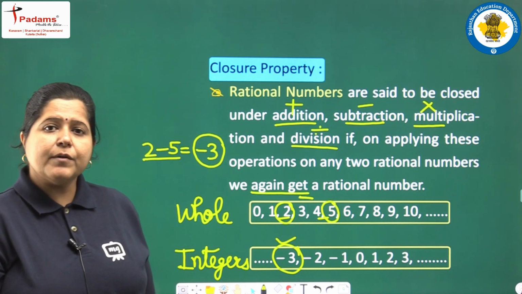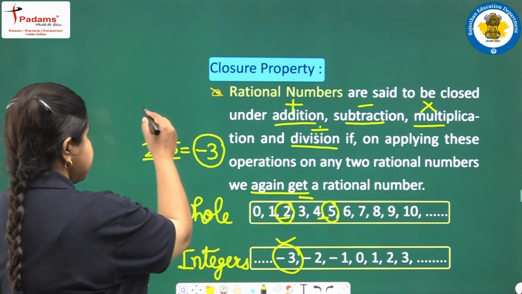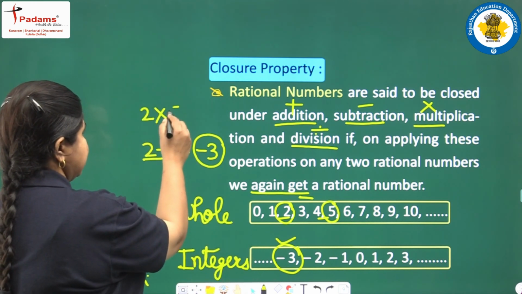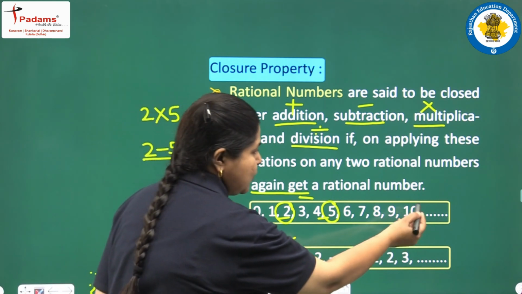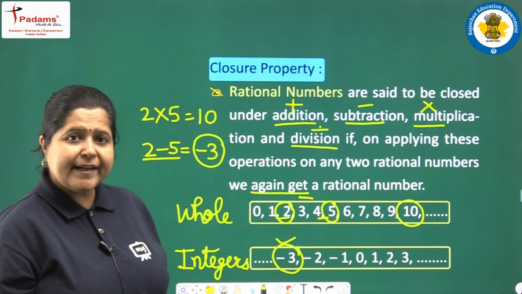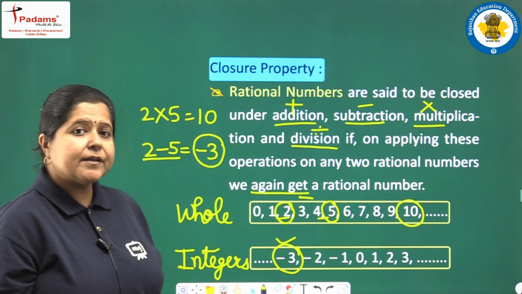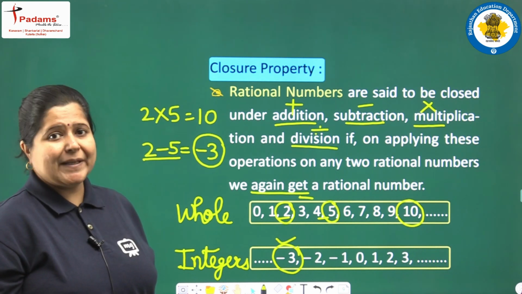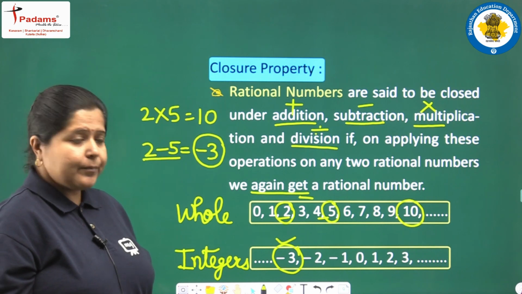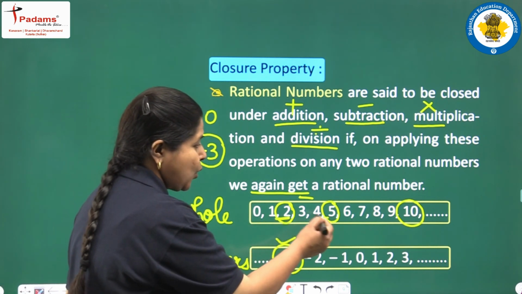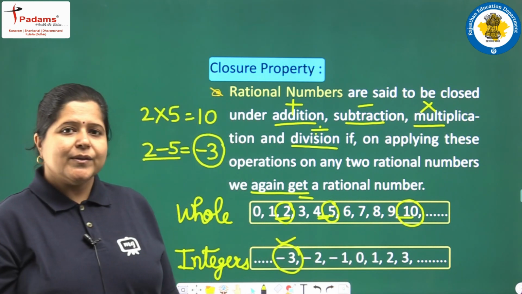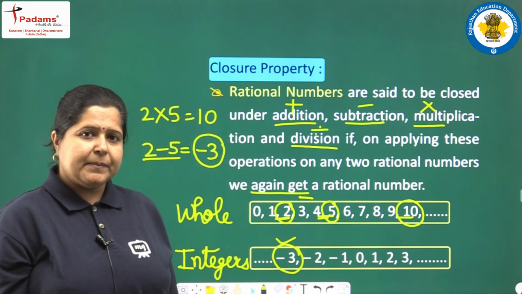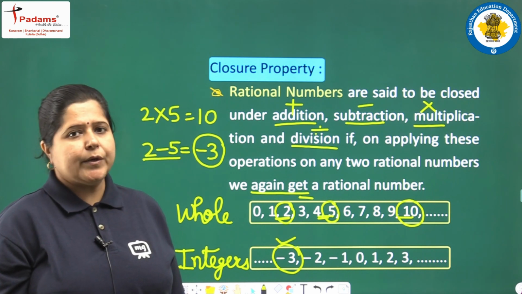Similarly, you can check for multiplication also. Let us multiply 2 and 5. What do we get? 10. 10 is again a whole number. So, what do we find? That whole numbers are closed under multiplication. Is it clear to you? Because when we multiplied two whole numbers, again we got a whole number. So, this is also the case for multiplication. It is closed for whole numbers.